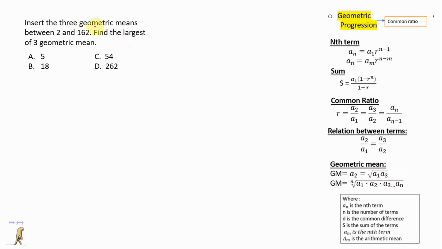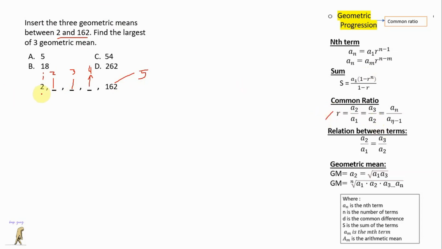So next, we have another problem here. It is also in geometric progression. Under geometric progression, we are finding the largest geometric mean inserted in between these numbers. So it looks like this, okay? So we know the largest here is in the fourth term that we have. This is our first term, this is our second term, this is our third term, and lastly, this is our fifth term. And we know also that in this geometric progression, they have a common ratio.